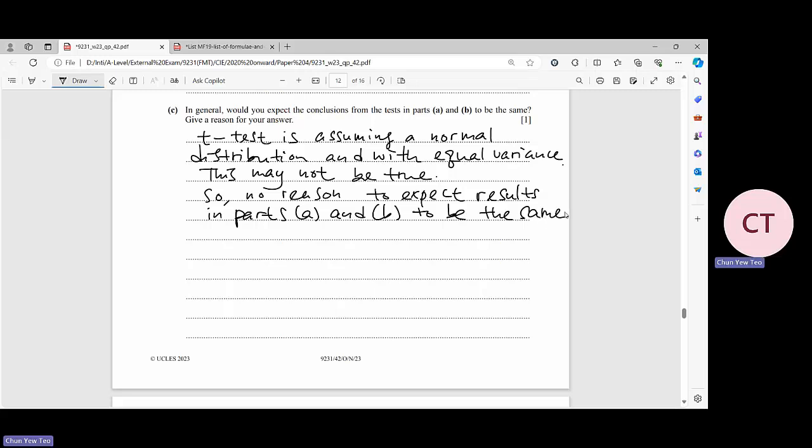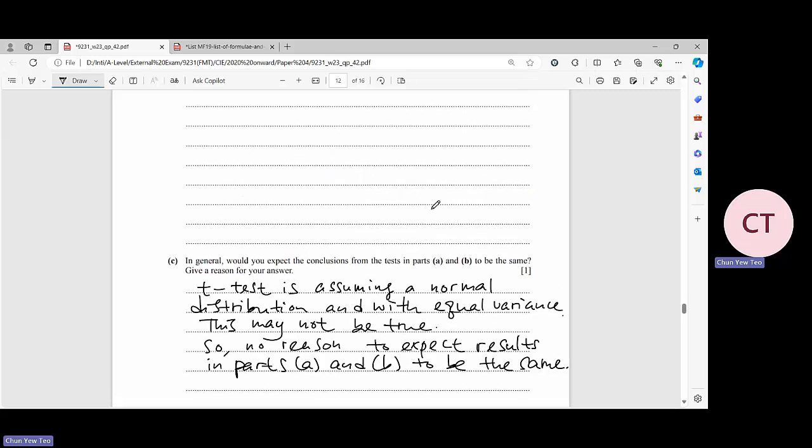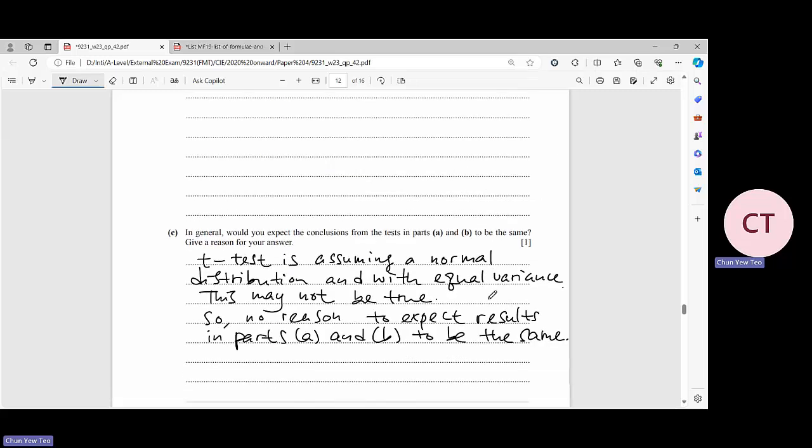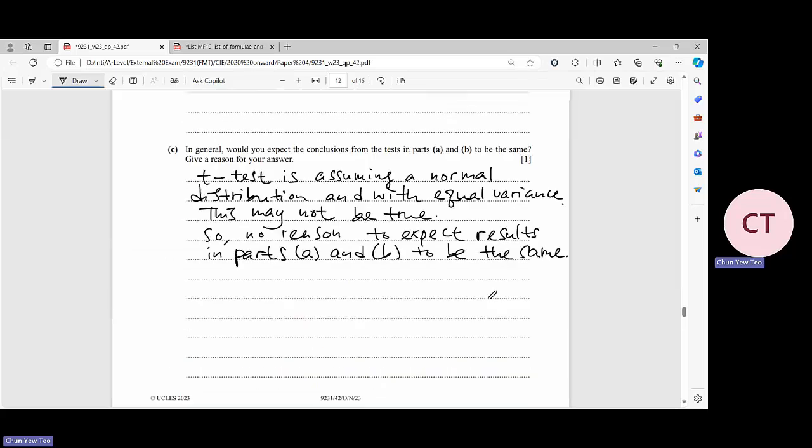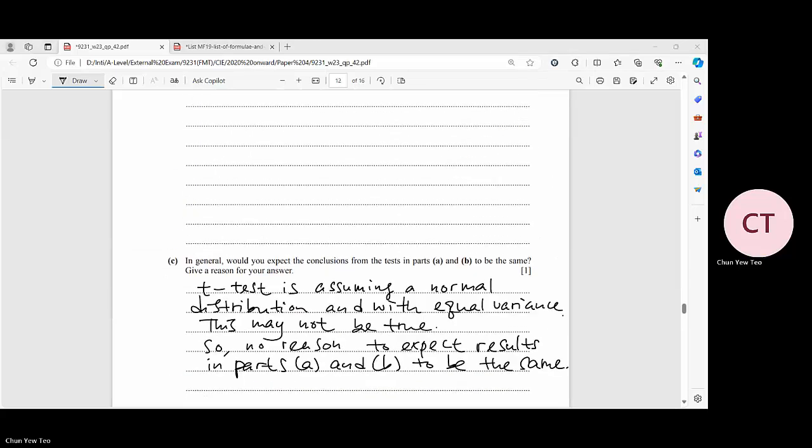Because you are making assumptions over here, you cannot expect that the answer is supposed to be the same. So this is the suggested answer given in the mark scheme. That is the answer. That is all for this paper, and I stop the video here.